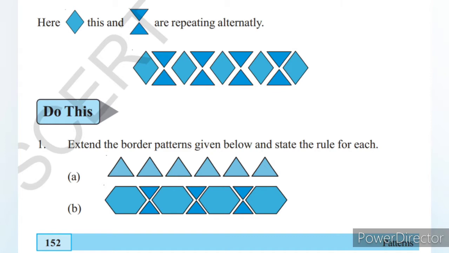Okay, next do this. Extend the border patterns given below and state the rule for each. So two patterns are given here. In the first one, you can see triangles are repeated continuously, so extend it by drawing triangles. In B, two shapes are given, and those are repeated alternatively. Continue drawing for that also. One is a hexagon, and the other is two triangles, up and down triangles.